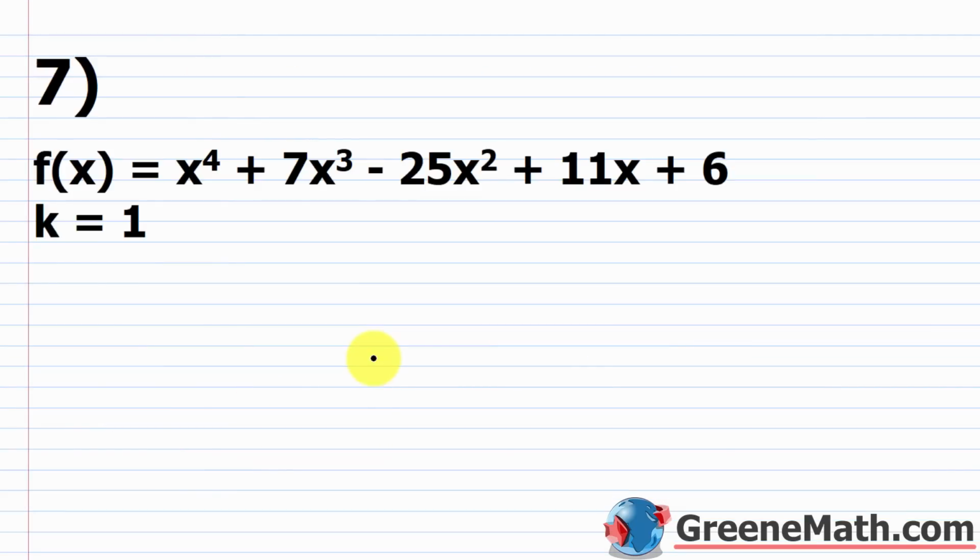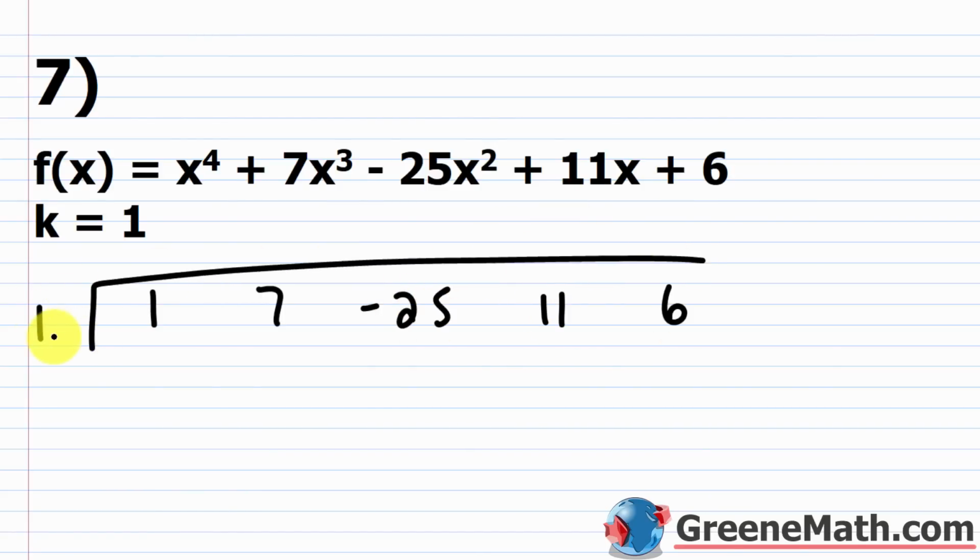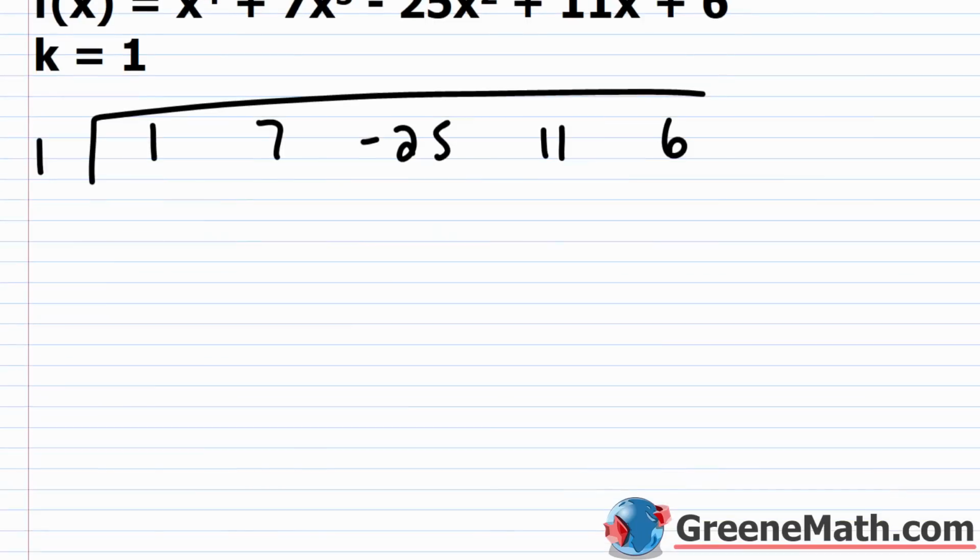All right, for problem 7, we have f of x equals x to the 4th power plus 7x cubed minus 25x squared plus 11x plus 6. We have a k here that's equal to 1. So let's put a 1 here, a 7 here, a -25 here, an 11 here, and then a 6 here. And then let's put a 1 here. So this is positive. So we're going to test for an upper bound. Let me drop this like this.